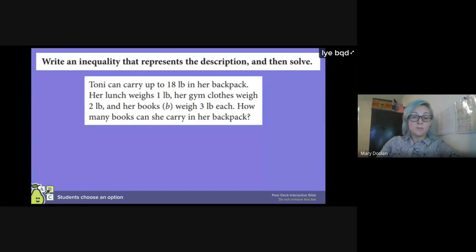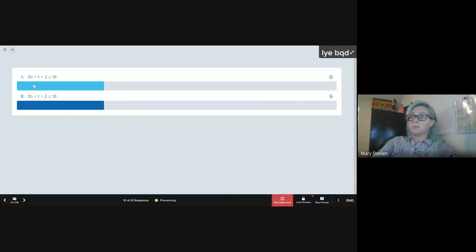That means up to means it has to be a number that is less than or equal to 18. So if I was to replace the B with a value, say B was some number like 1 pound, and I added all these up, the sum of the left-hand side has to be a number smaller than, less than 18. Okay, A is the correct option because that's using the correct symbol. We want the sum of these three things, whatever it turns out to be, to be less than 18 pounds, not greater than 18 pounds.